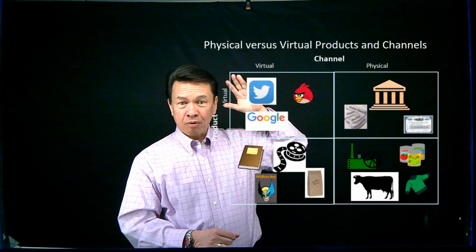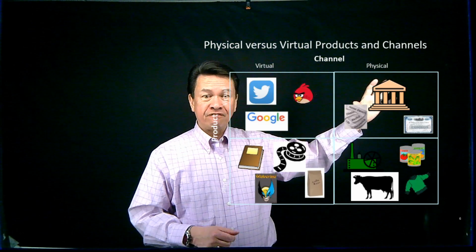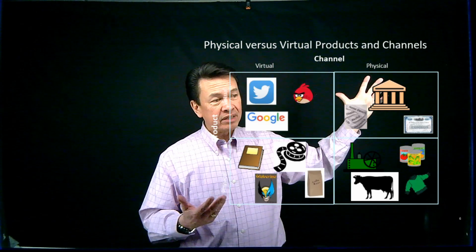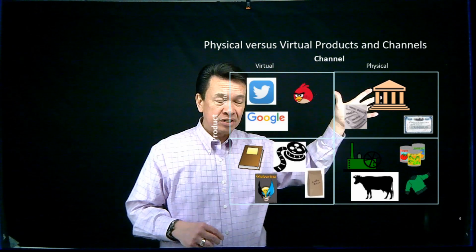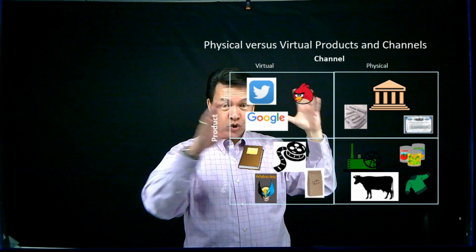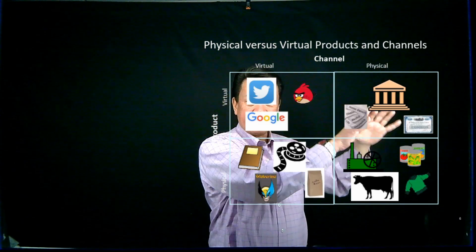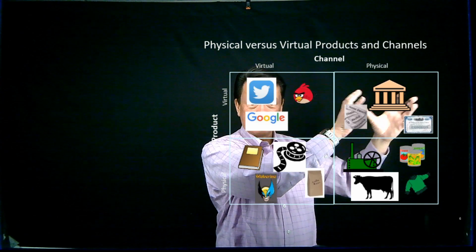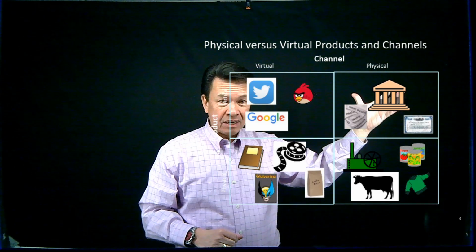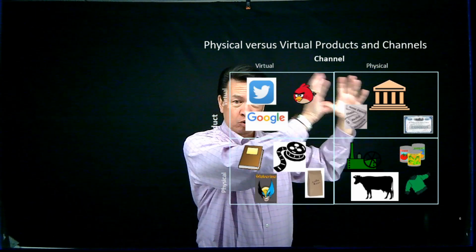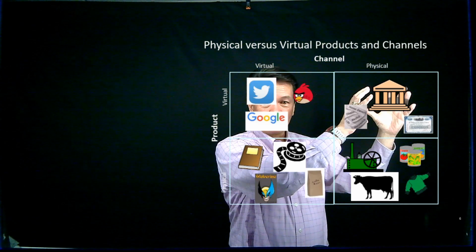A virtual product, right, in a physical location would be something like, let's say, an insurance company. I go to my insurance agent and I get car insurance. So that's a virtual product, but I'm buying it at a physical location at the insurance agent. Or maybe it's a bank. I'm getting a certificate of deposit, a virtual product, in a physical location, right?